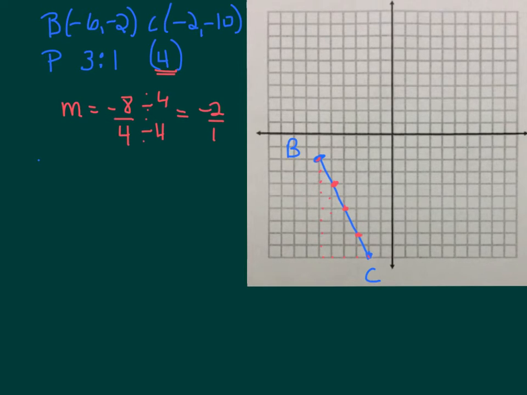We're now looking for point P, which is the point at which the segment is divided into a ratio of 3 to 1. So if we start at B, we've got 1, 2, 3 parts here to 1 part here. So right here is where P is. I'll label that P. I'll even circle it. And if we name that, it's (-3, -8). So our point P is (-3, -8).